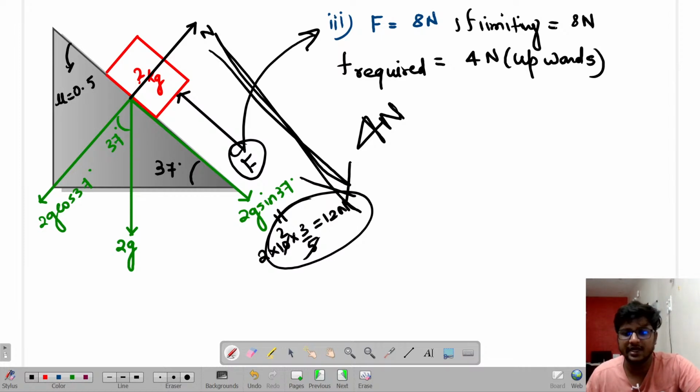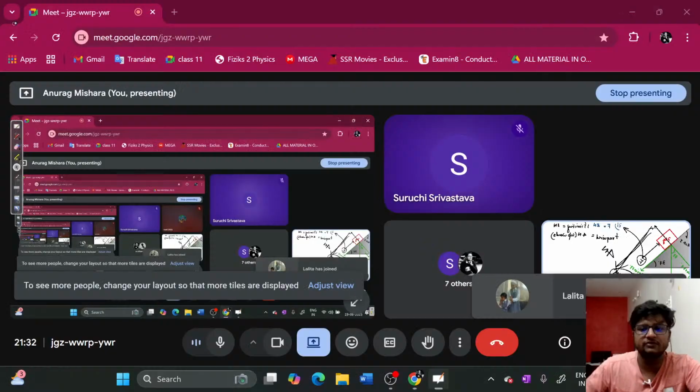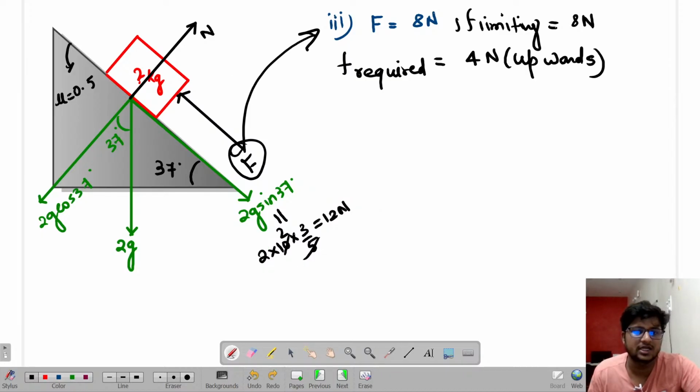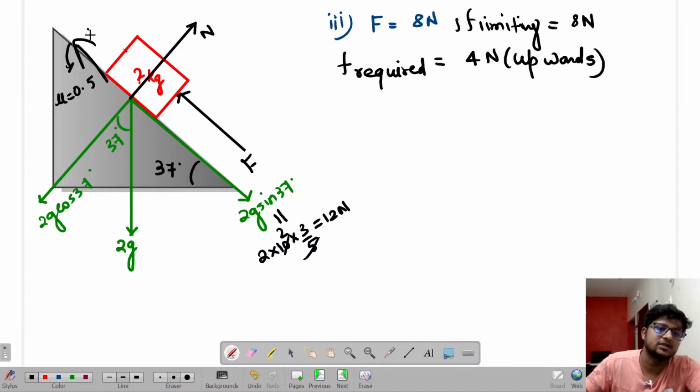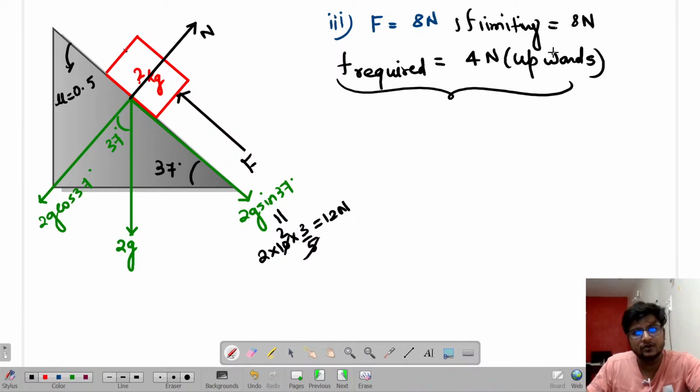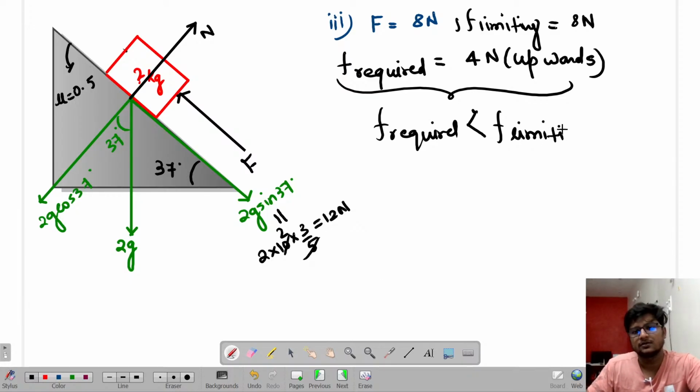So the body can definitely go down with 4 Newton in which direction? Downward direction. So I need how much force to stop this motion? I need exactly how much force in the upward direction? 4 Newton to stop this motion. Are you able to get me? And this is my F required, 4 Newton in the upward direction. But F limiting is how much? 8 Newton. So again, what I saw is that the friction required to stop this motion is less than F limiting. So this means that the body remains in rest.